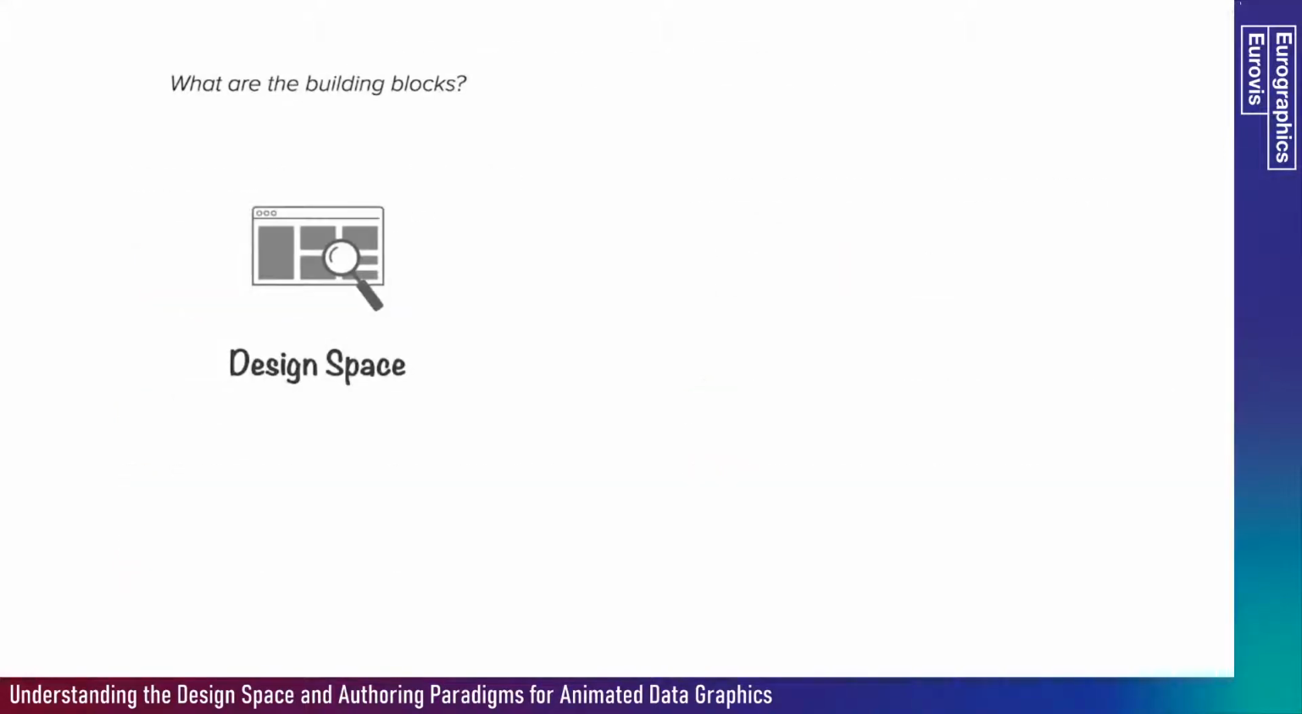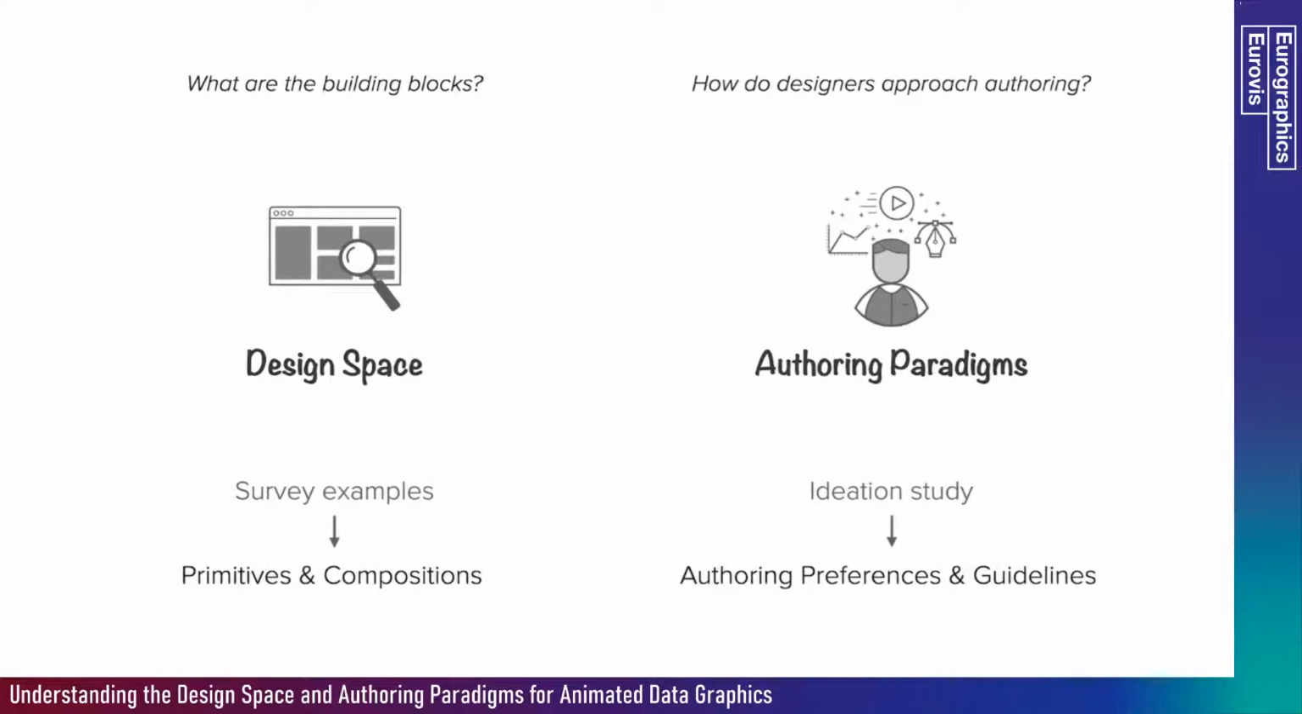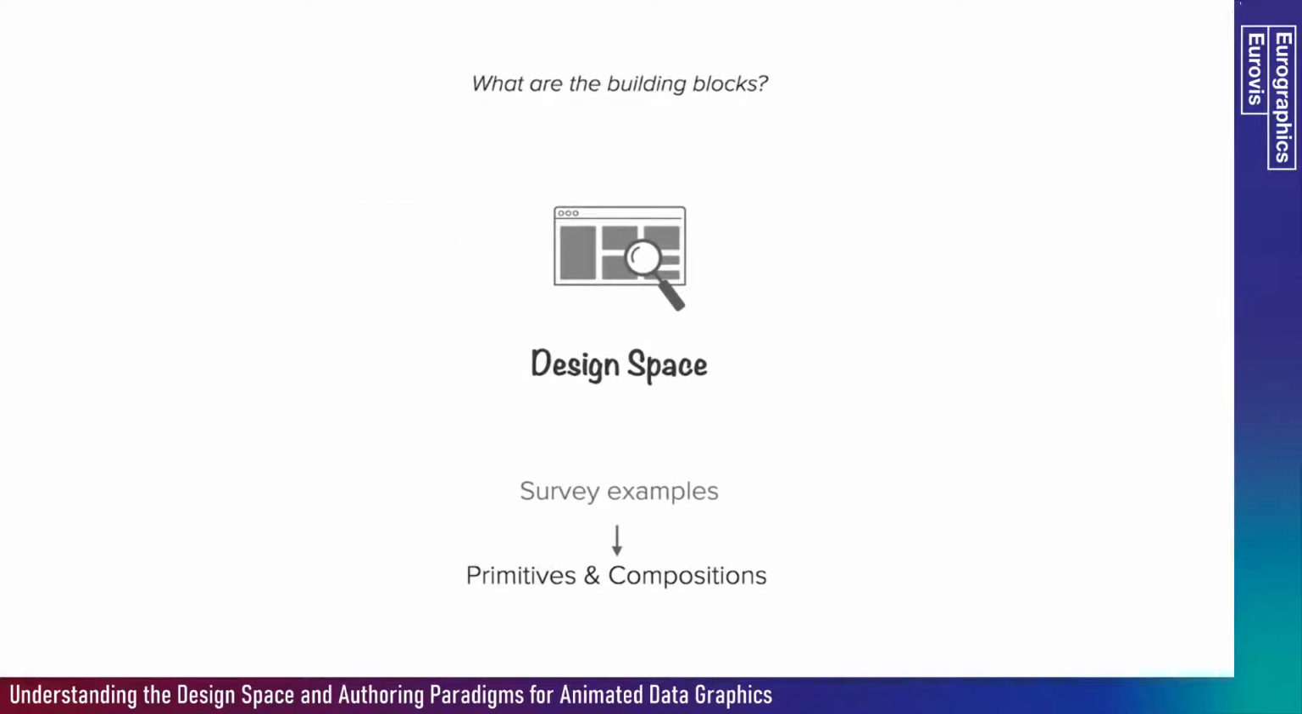Our approach is twofold. First, we need to understand what are the building blocks for animated data graphics. To that end, we contribute a design space. Based on a survey of examples, we derived primitives as building blocks for archetype compositions. The design space acts as a framework for future authoring tools. Next, we investigated how designers conceptually approach authoring such animations. We conducted an ideation study with 14 designers. We synthesized the discussions, ideas, and sketches from designers as authoring preferences and guidelines for future tools. In the first half of this talk, I will cover our design space.